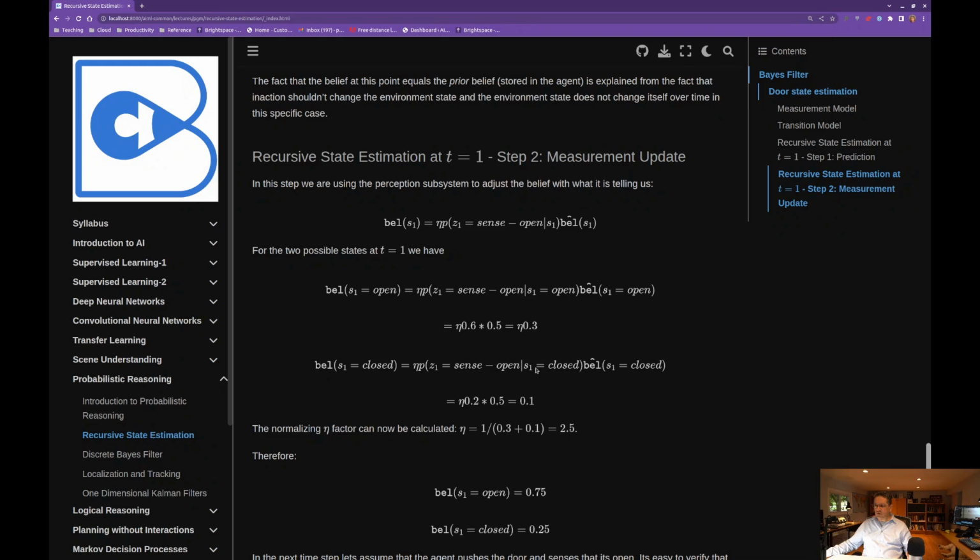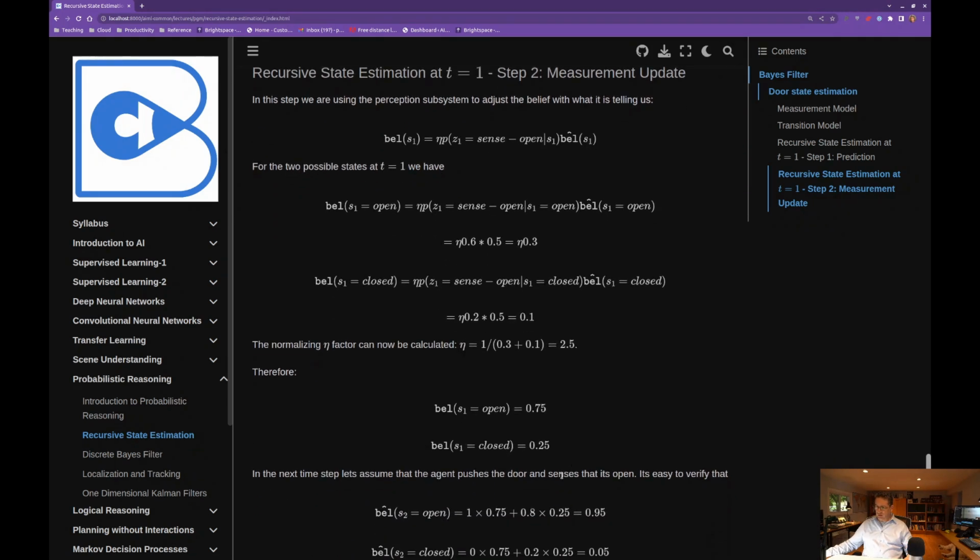Based on that, we can go back and update the posteriors for open or closed. We can see that the moment we have received a measurement that indicates that it's open, that immediately improved the certainty, or reduced the uncertainty, if you like, about the state at time t equal to 1. And now we believe that it is more likely that the door is open.